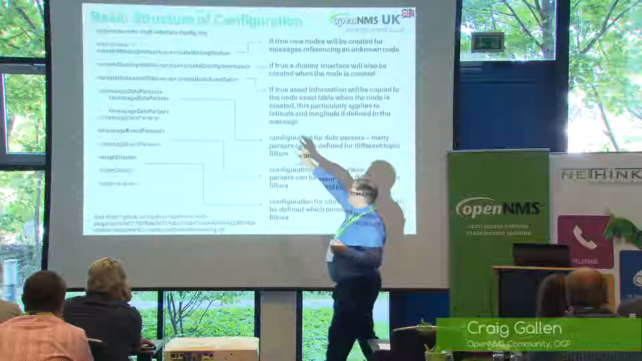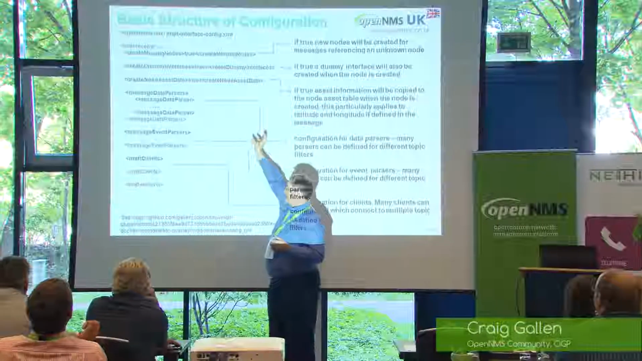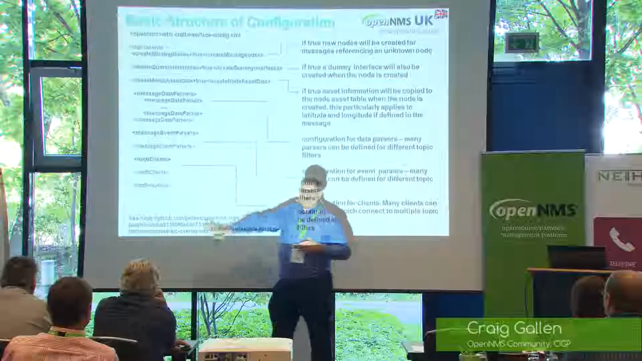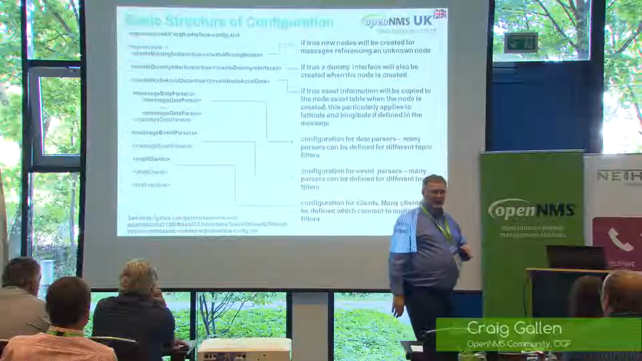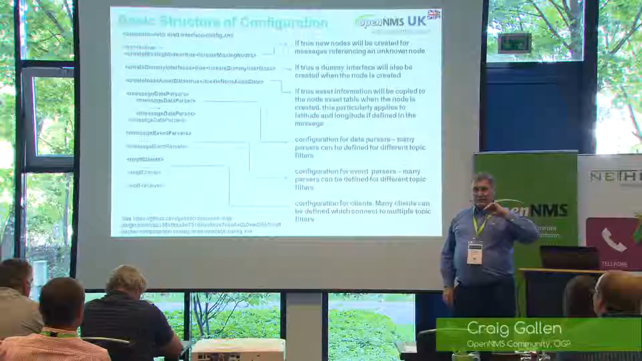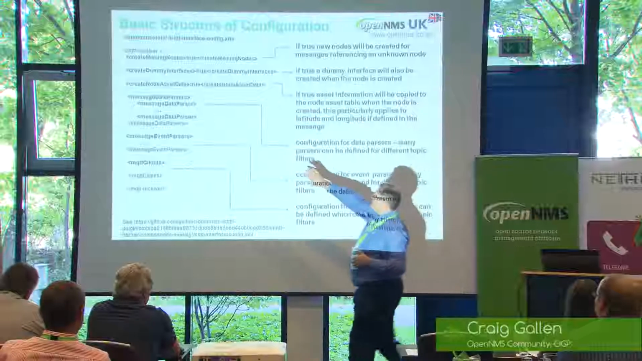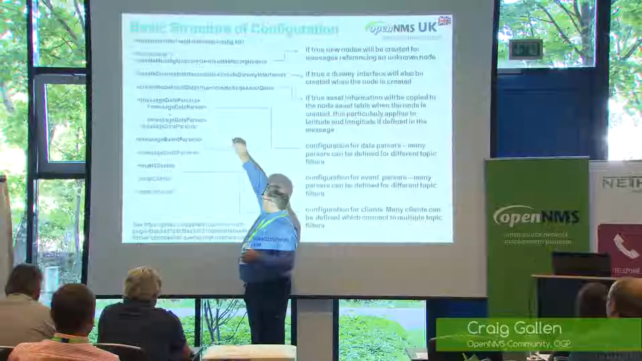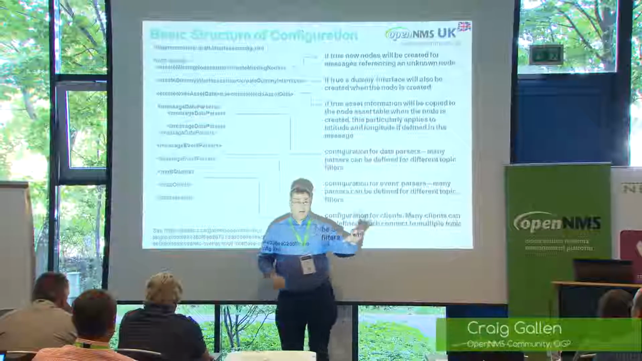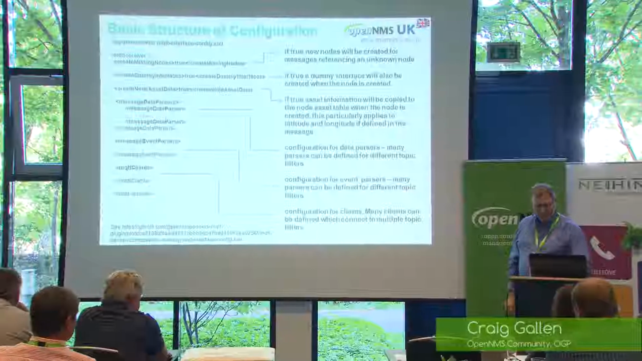Then you've got these message data parsers, of which you can have many, and event data parsers, of which you can have many. And then you have the clients. So the clients, as I said previously, basically connect to the broker and say what topics they want to receive on. But then having received the messages, we use any number of these data parsers or event parsers to actually turn the message into an event or into data. So that's the basic structure of the file.